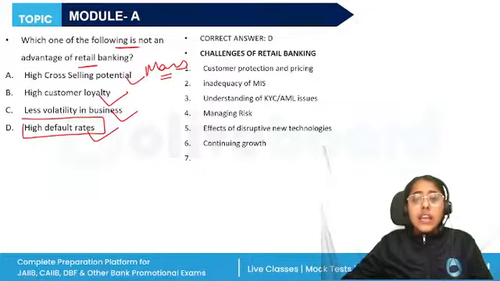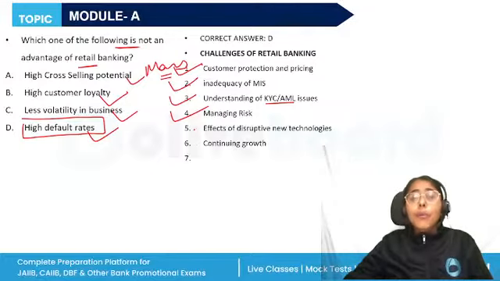So what are the challenges? Customer protection and pricing. In today's digital world, we need to protect customers against frauds and identity theft. Inadequacy of the management information system can be another challenge, because a large plethora of information is available due to the mass customer segment, so we need to manage that information well. Then understanding of KYC and anti-money laundering issues, and managing risk. Different types of risks are there: market risk, credit risk, operational risk. We need to manage all of them.